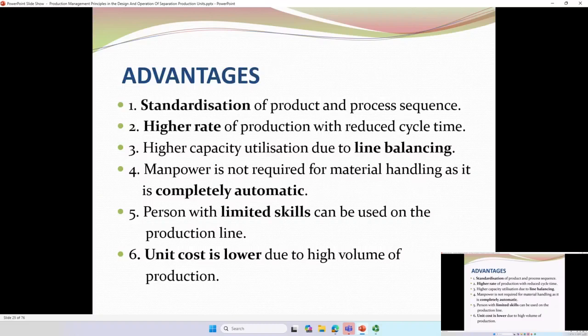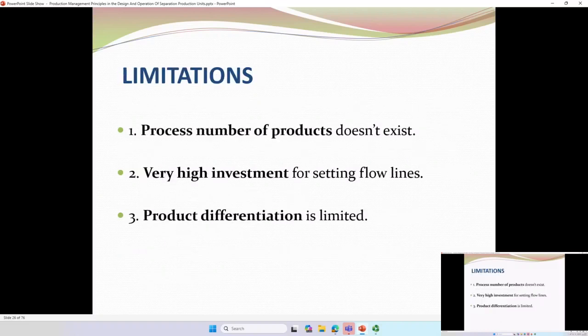Now, we have advantages. We can easily standardize our products. Higher rates of production, we reduce cycle time, higher capacity utilization, and so on and so forth. So, that is that about continuous production. This is 25 slides out of 76.